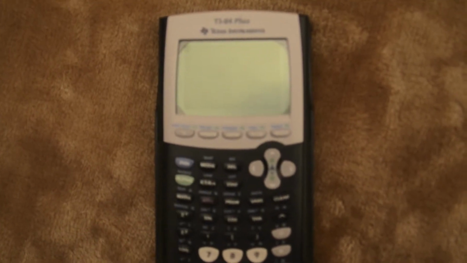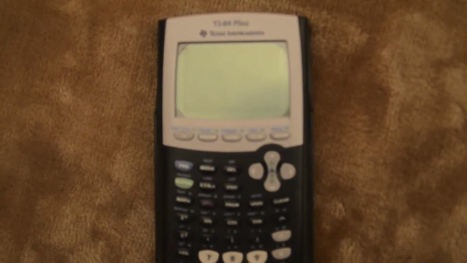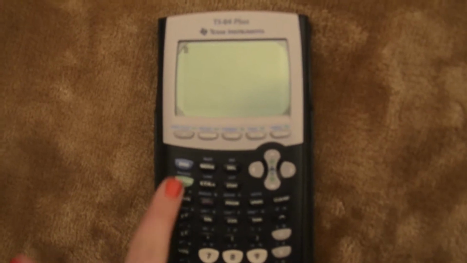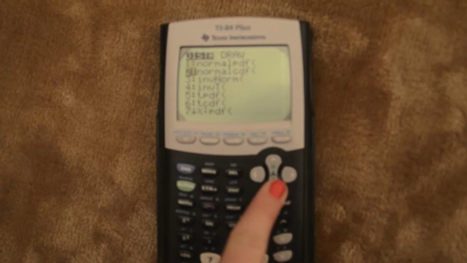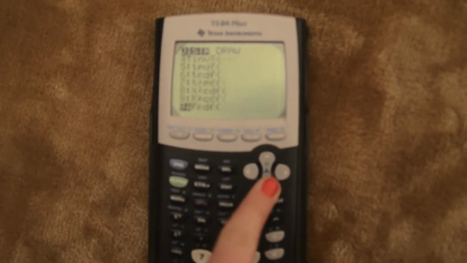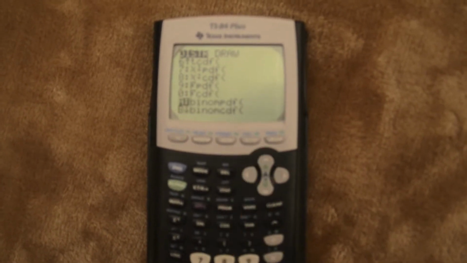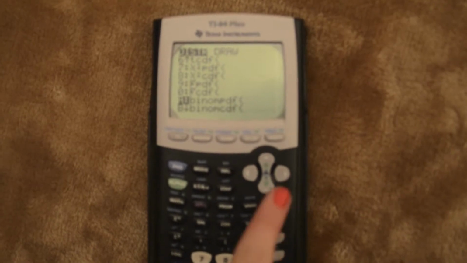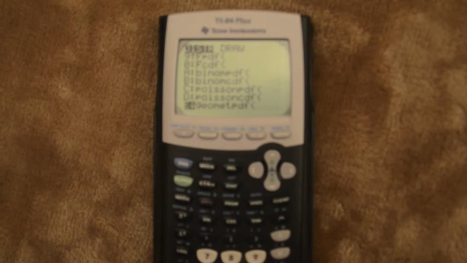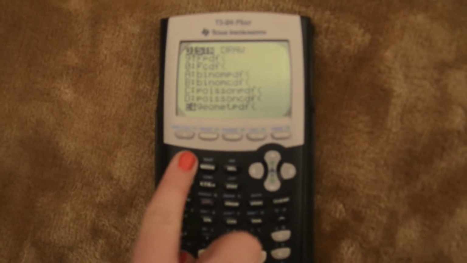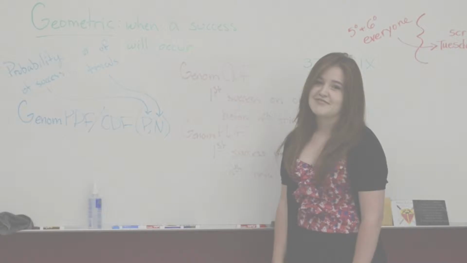PDF stands for Probability Density Function. To find the PDF function in your calculator, select 2nd, Distribution and scroll down to Option A, binompdf. You can also find PDF in the geometpdf function by scrolling down to Option E.